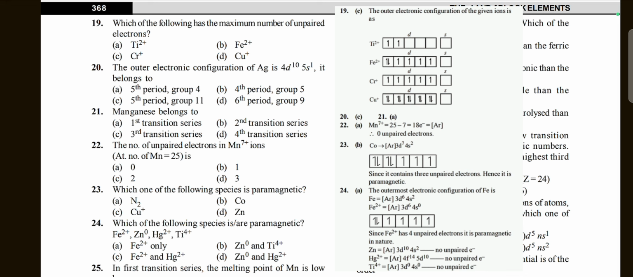Then ZnO: Zn2+ has the configuration argon 3d10 4s2 (3d10), so it has no unpaired electron. Fe2+ has electronic configuration argon 4f14 5d10, so it has no unpaired electron. And Ti4+ has argon 3d0 4s0, so it also has no unpaired electron. So only Fe2+, option A, will be the answer. But it should be diamagnetic, not paramagnetic. I think this question is wrong somewhere.